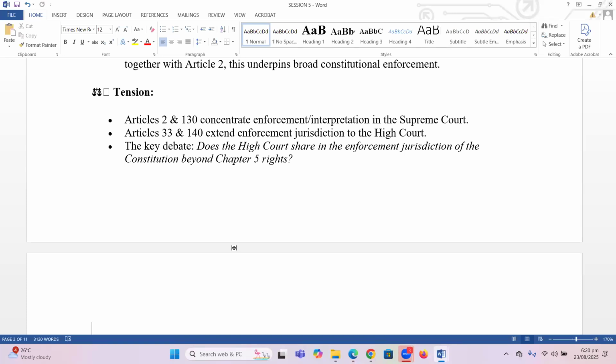So outside Chapter 5, that is Chapter 5 about fundamental human rights and freedoms, outside matters which can properly be framed as enforcement of the human rights envisaged under Chapter 5, has the High Court got any other power? Has it got any jurisdiction as far as enforcement of the Constitution is concerned? So that is the crux of the matter. And that was the focus of the question which came previously, which I'm sure you have seen or might have heard about.